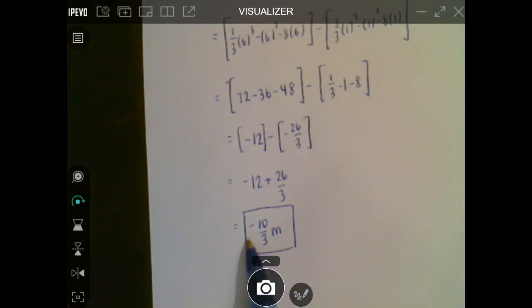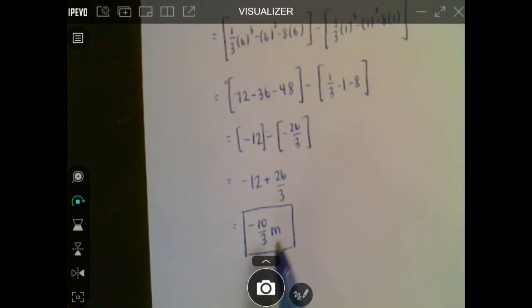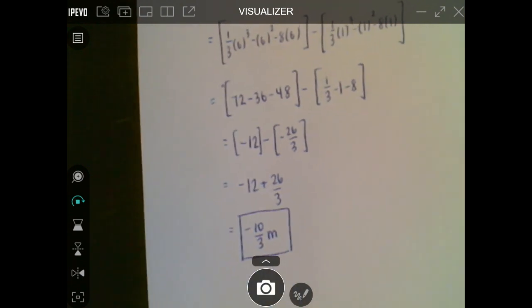Like I said, the displacement or the net area is going to be either negative or positive depending on how much area is below the curve or above the curve. So this function would have more area below the curve since the net distance is negative.